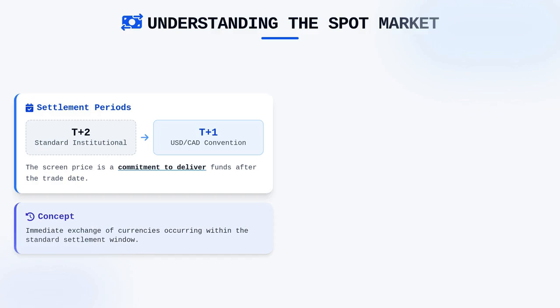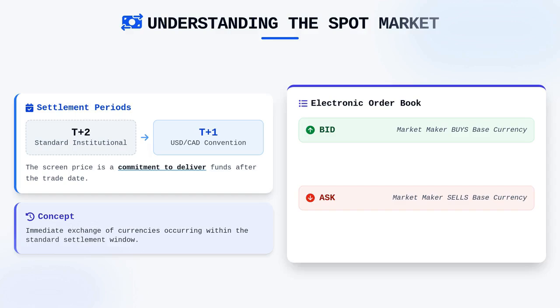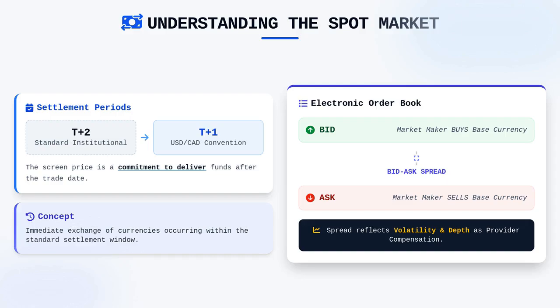It represents a commitment to deliver funds 2 business days after the trade date. Of course, variations exist, such as when dealing with the US dollar against the Canadian dollar, where the convention is a T plus 1 settlement. When you interact with an electronic order book, you are looking at continuous streams of bid and ask prices provided by liquidity providers. The bid is the price at which the market maker is prepared to buy the base currency, while the ask is the price at which they are prepared to sell it. The difference between these 2 points, the bid-ask spread, serves as the primary compensation for the liquidity provider and reflects the market's perceived volatility and depth.